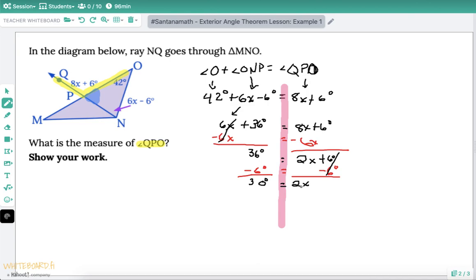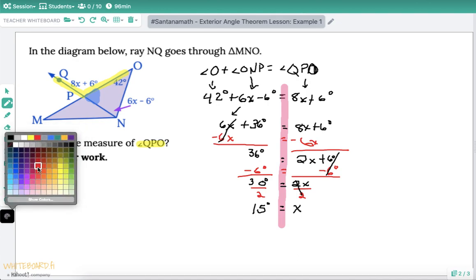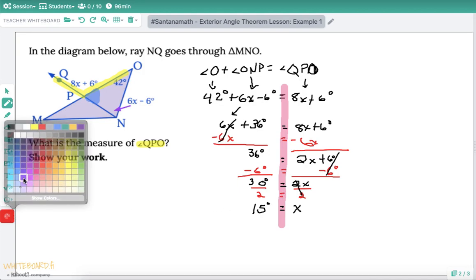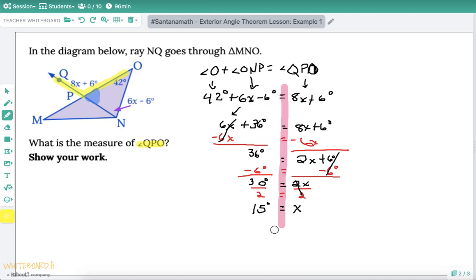So now 2x means 2 times x. So 30 equals a number times 2. So here, the inverse of that would be to divide by 2. And that's going to tell me what that missing number is. So 30 divided by 2 is 15 degrees. 2 divided by 2 is 1. 1 times x is x. So we can cross that out. We do not need to see that. All right, so we've arrived at what we need at this point. This is what we need.